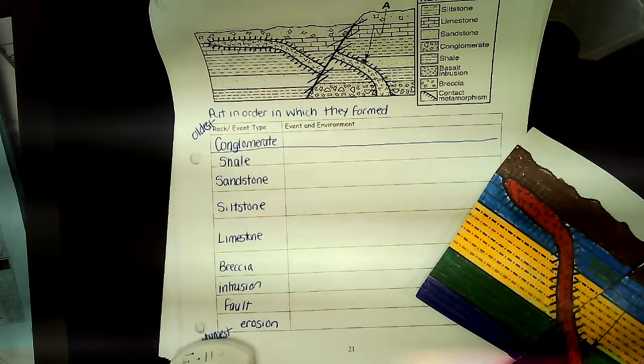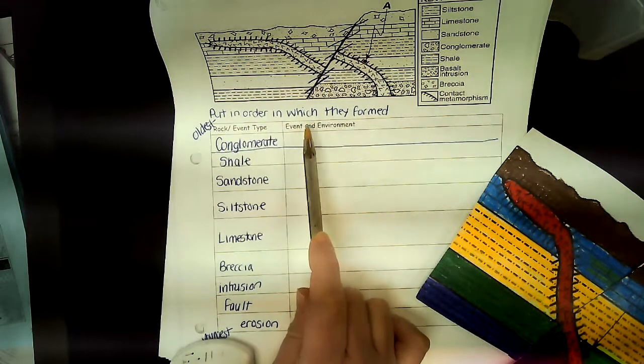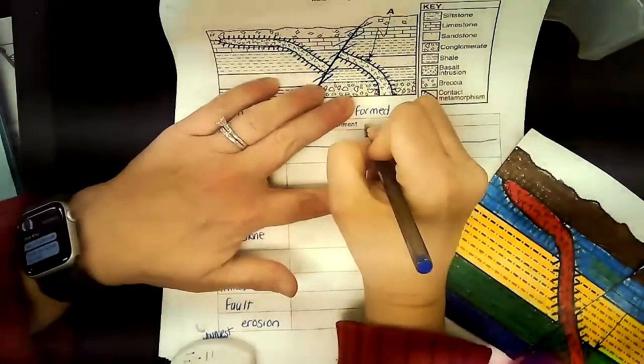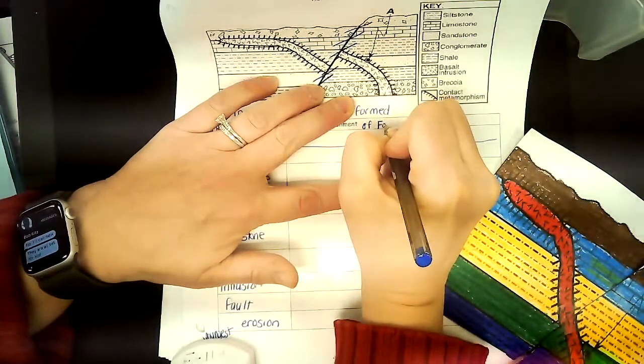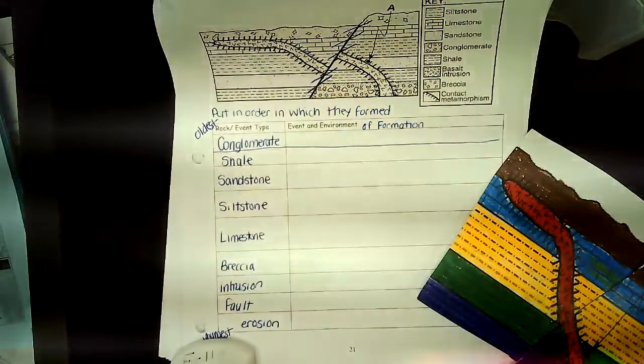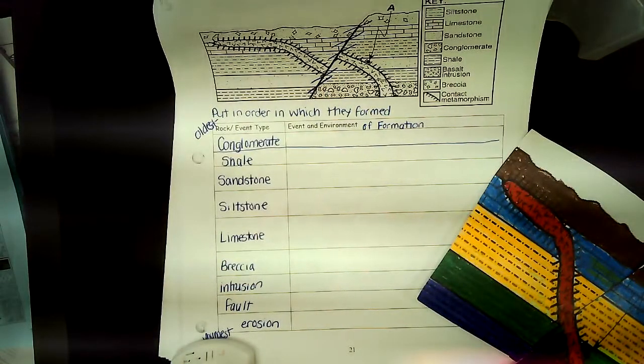All right, but then the next thing you'll notice is more than half the table is blank. So we only did the very beginning here. Now we need, it's labeled event and environment. I guess I should have probably said of formation. But really what this is asking is the event, meaning how this happened, meaning how these layers got there, and environment, meaning where did this happen?